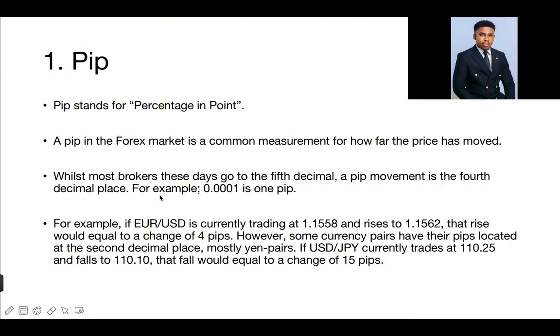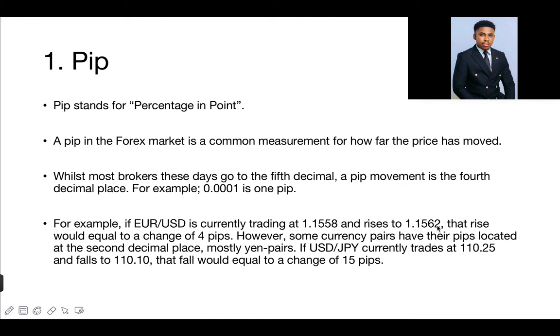Whilst most brokers these days go for the fifth decimal place, a PIP movement is actually the fourth decimal place. For example, 0.0001 is 1 PIP. So you just count the fourth decimal place, and that number on the fourth decimal place is your PIP. For example, if you have Euro USD and it's currently trading at 1.1558 and it rises to 1.1562.